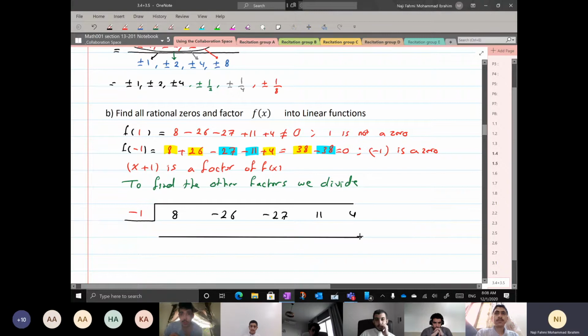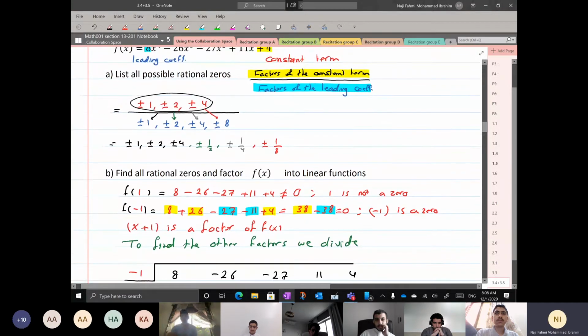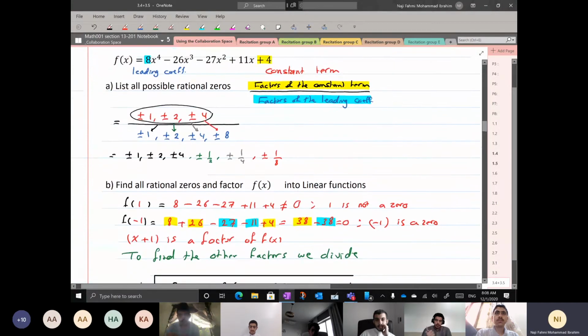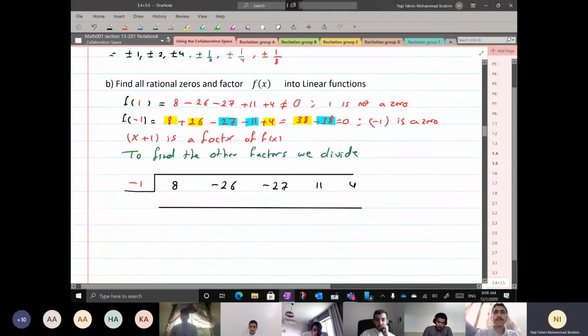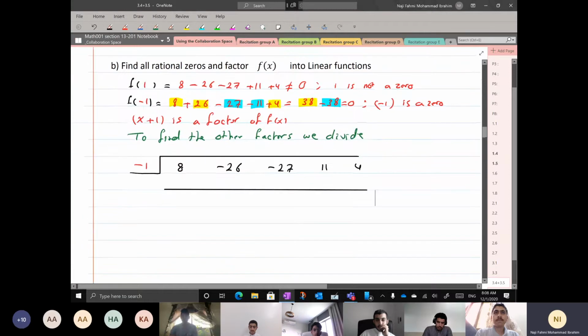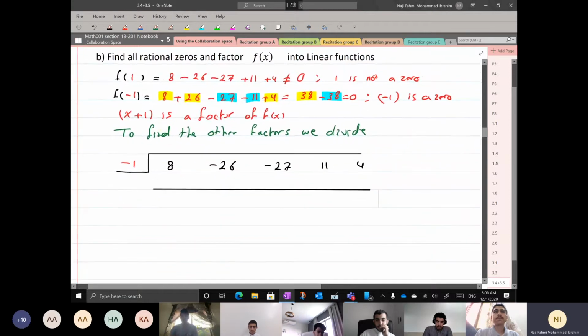Maybe some are missing? No, there's nothing missing here. Go back to the question. Do you have any missing numbers? Look at them: the powers 4, 3, 2, 1, 0. So there's nothing missing here. If there's something missing, we replace it by 0.